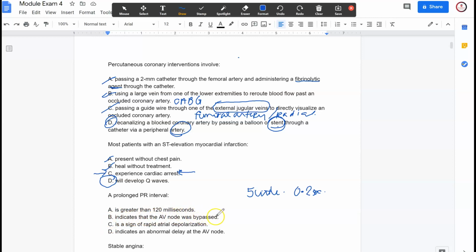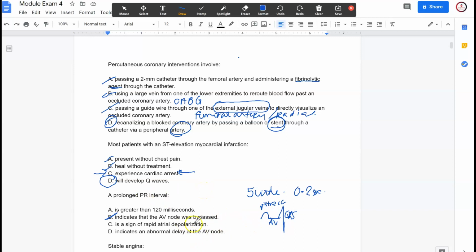Indicates the AV node was bypassed. No, that would give you a short PR interval, right? Because that PR interval is from when the atria is depolarized to when it goes through the AV node to the QRS. It's a really sexy QRS, right? So a prolonged one would not bypass the AV node. It's going to stay too long at the AV node.